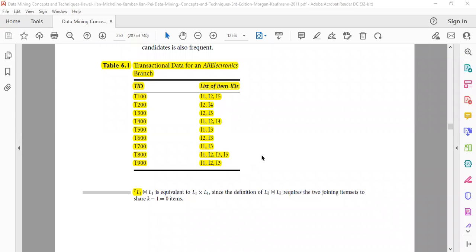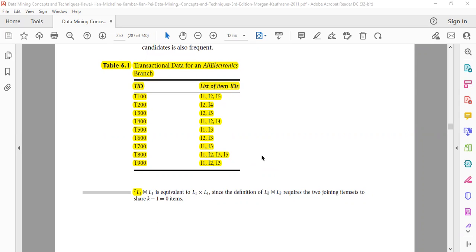Good afternoon, students. We continue with the second part of the Apriori algorithm. We had begun the Apriori algorithm in the previous lecture. So we had seen that this is a sample data set which consists of certain transactions that consist of items I1, I2, I3, I4 and I5.